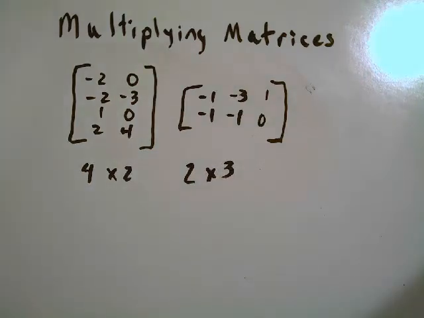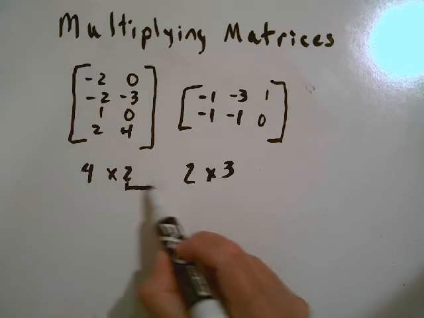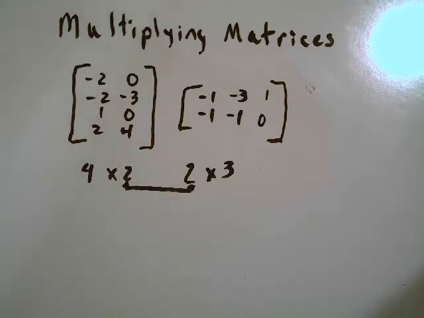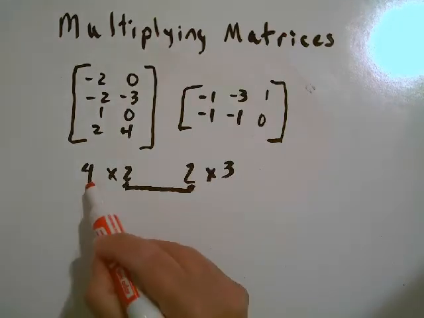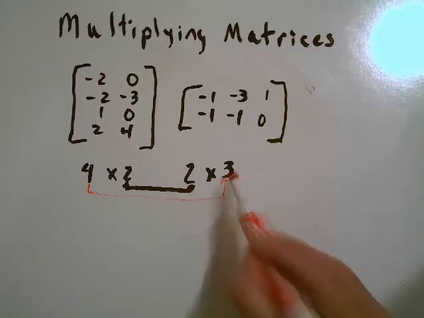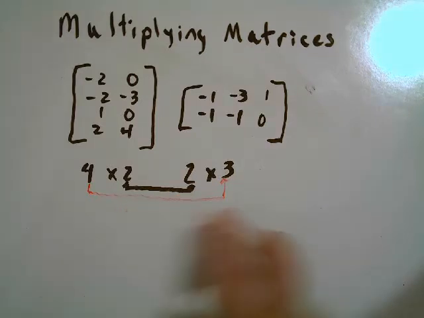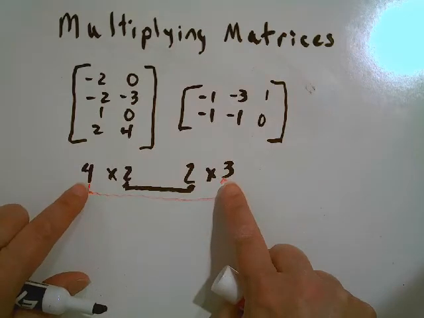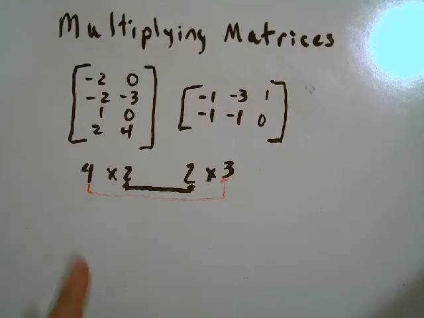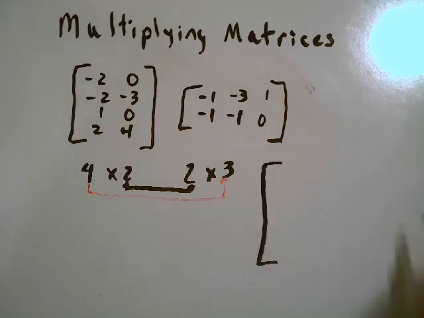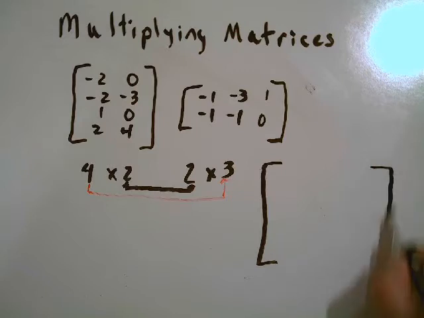So when you look at the inside set of numbers, if those inside numbers are the same, that means these matrices can be multiplied. The answer is determined by the two outside numbers. Since the inside numbers are the same, they're both 2, that means this can be multiplied. The answer is going to be a matrix with the dimensions of 4 by 3. So I'm going to go ahead and draw my matrix for my answer, and I'm going to make it the size of a 4 by 3.